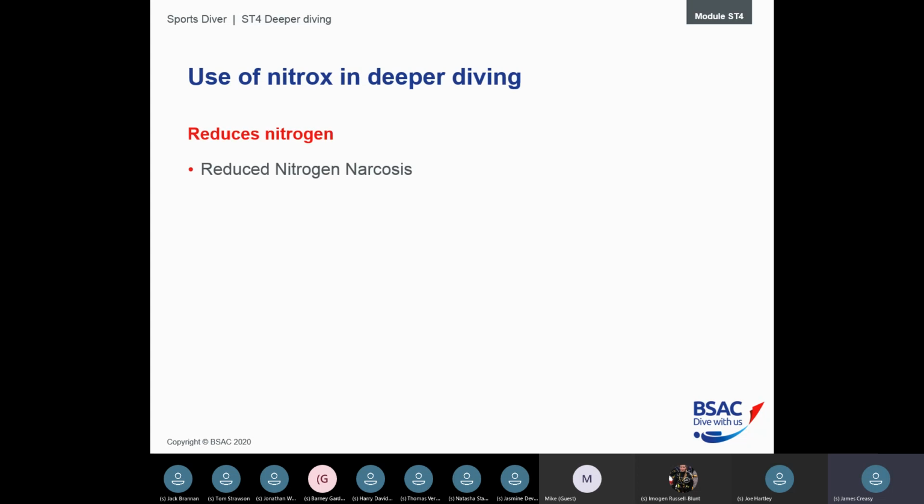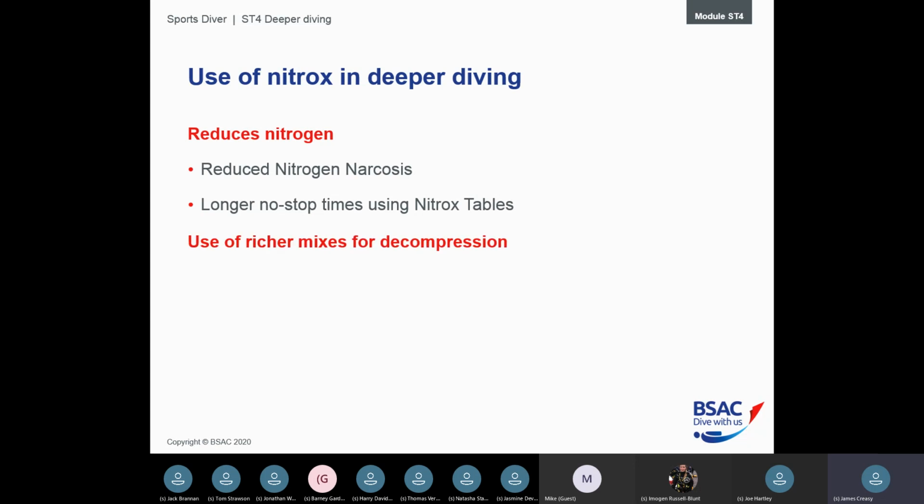So when you're using nitrox for deeper diving, the reason you use it is because it reduces the nitrogen and so reduces the chances of nitrogen narcosis at depth. You have longer no stop times, so you can spend more time diving and less time waiting around to deco. You can use a richer mix for decompression. So if you use a more oxygen heavy mix, your nitrogen will be off-gassed quicker and eliminated quicker, and it also just adds more safety margins.